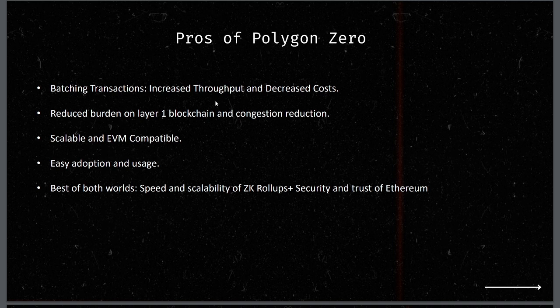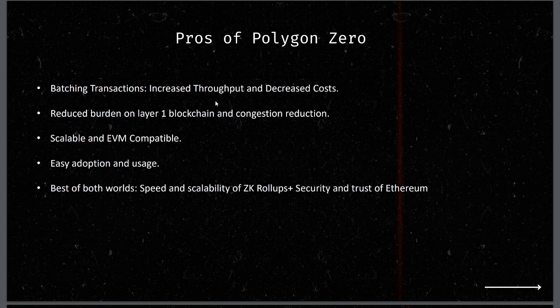Pros of Polygon Zero: batching transactions, increased throughput and decreased cost, which is reducing the burden on layer 1 blockchain and congestion reduction. They are scalable and EVM compatible, easy adoption and usage. And you have the best of both worlds, the speed and scalability of ZK rollups with the security and trust of Ethereum. So we have looked into how batching happens in transactions and how the proofs are generated. Up to 3,000 transactions, we have seen that we are reducing the burden on layer 1 blockchain, obviously, because we're taking transactions off of them and they don't have to verify it on the layer 1.